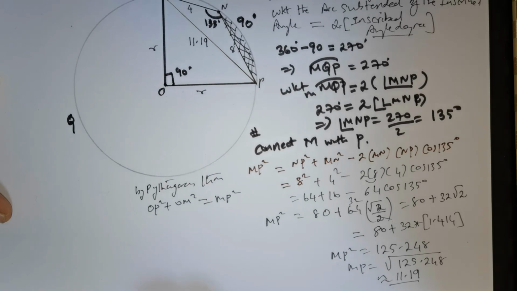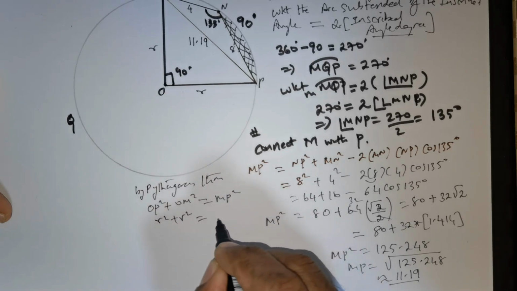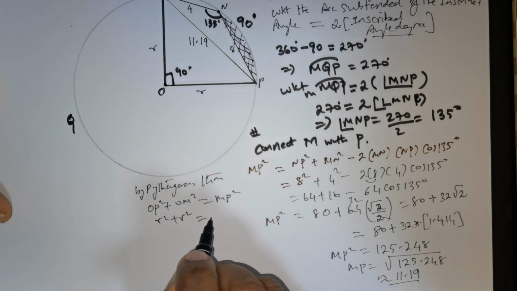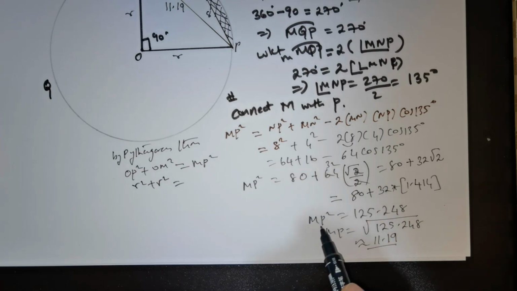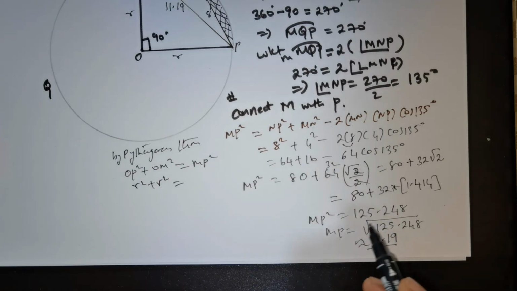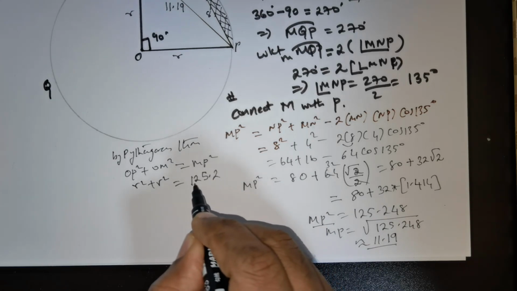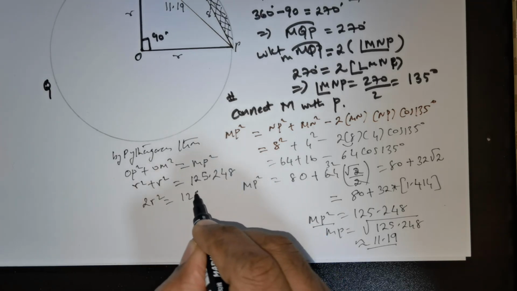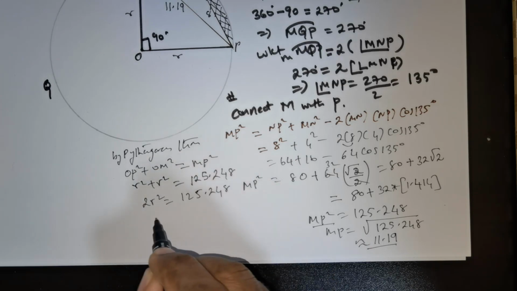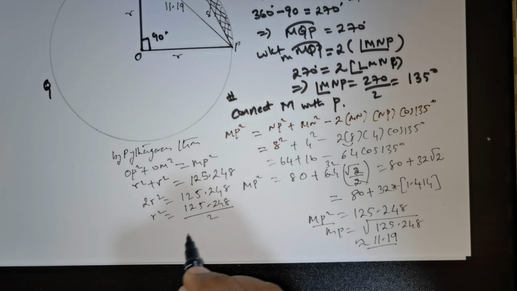This is what you've got, right? So OP squared is R squared, OM squared is R squared, MP squared is going to be, in fact there's no reason to take the square root because we are going to use MP squared. So let me take it as 125.248. So 2 times r squared is 125.248. R squared is 125.248 divided by 2.